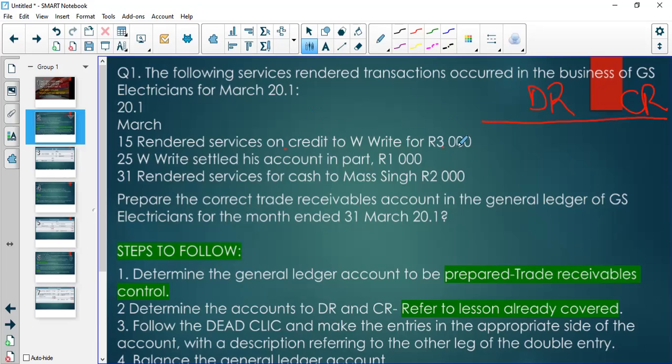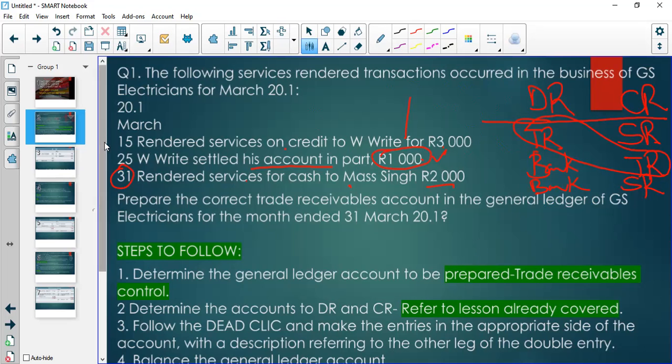So when we rendered services on credit, we're gonna debit trade receivables. We're gonna credit services rendered, or sales if it was sales. Now this guy settled his account. He paid 1,000. So this came into our bank account. So we're gonna debit bank. We're gonna credit trade receivables to say the trade receivables have reduced by 1,000 rand. And now here we have services rendered for cash, 2,000. So this came into our bank account, and we also record services rendered. So you see that only 2 transactions there are going to affect the trade receivables control.